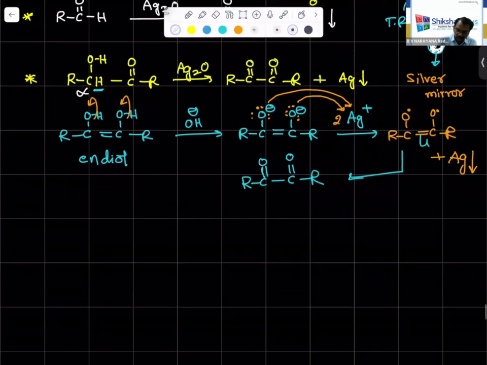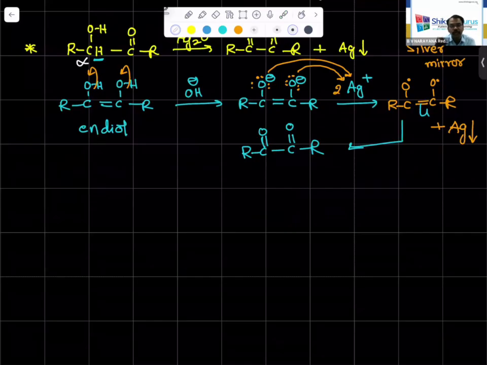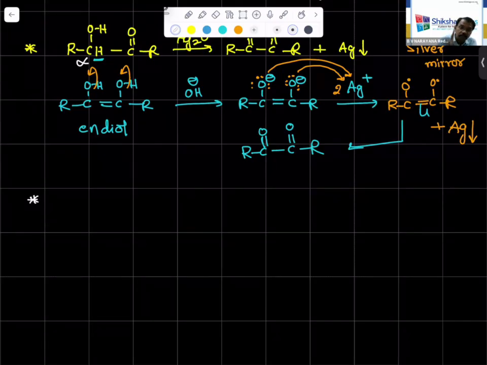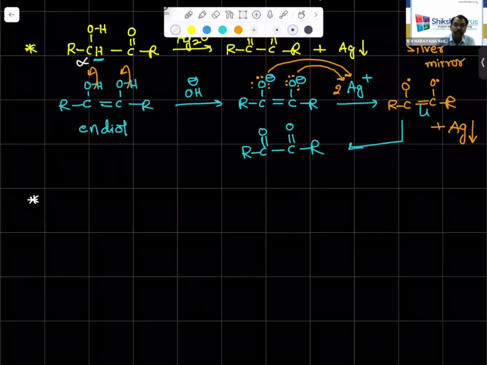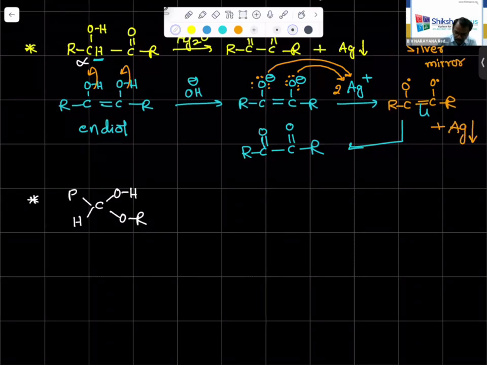Next one is, sometimes these two may not be present in the given question, but in basic medium, we may get either aldehyde or alpha hydroxy ketone. Then also that is positive towards Tollens reagent. Let's say, for example, it is hemiacetal. Carbon के पास क्या है? OH and OR. If it is with at least one hydrogen atom, then what will happen? We are using Tollens reagent.